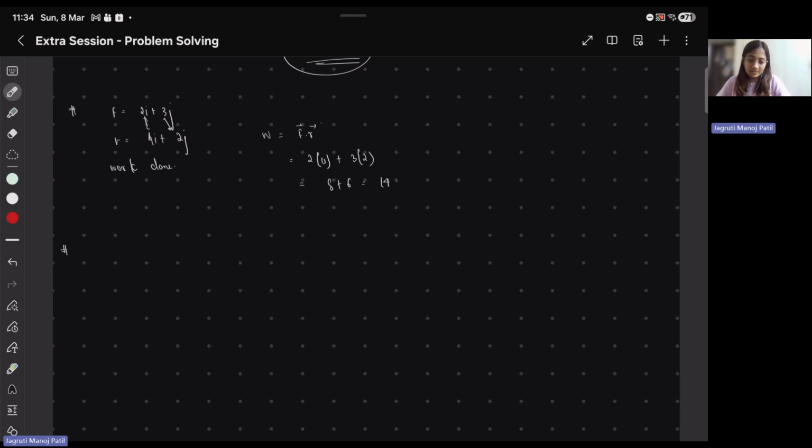Similar question, you can try it on your own, and let me know in the comment section if you have any further queries on this, or also in the Q&A session of the course website. This is 5i plus j, and then we have the r vector as 2i plus 3j. What you need to do is take the dot product of both of them, which is the work done that you have.